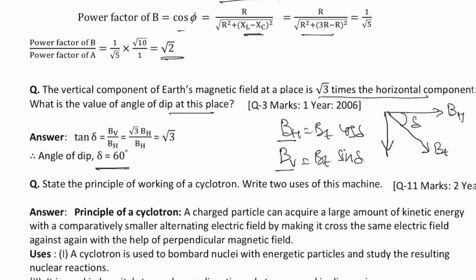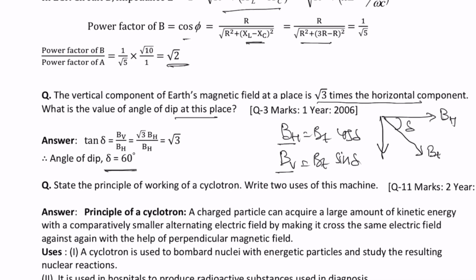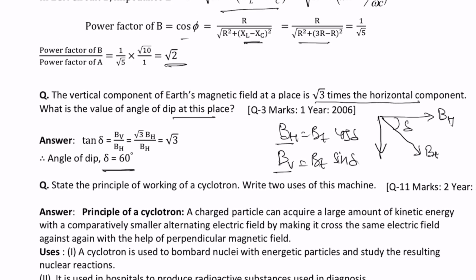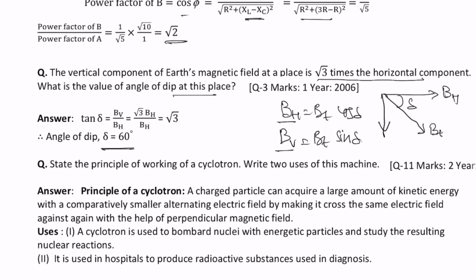So we did an experiment in our classroom on how to find the angle of dip using a dip circle. There you do all these things, bringing it to the magnetic meridian, then find the angle of dip.